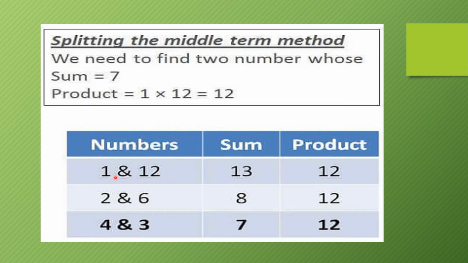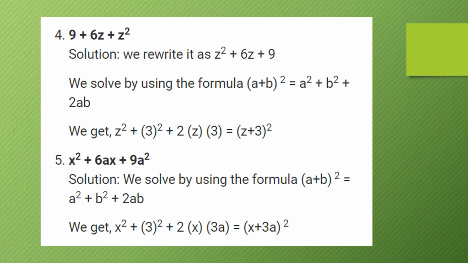The product has to be 1 into 12, 12. 2 and 6 are the numbers, means their sum should be 8 and the product should be 12. 4 and 3 are the numbers, means their sum is 7 and the product is 12. This we are going to apply in an algebraic expression to factorize the given algebraic expression.